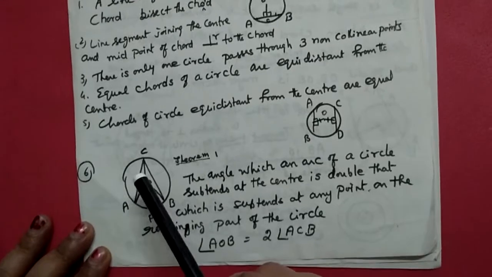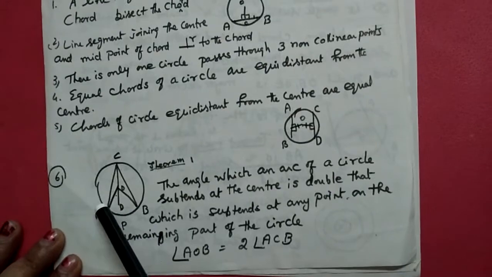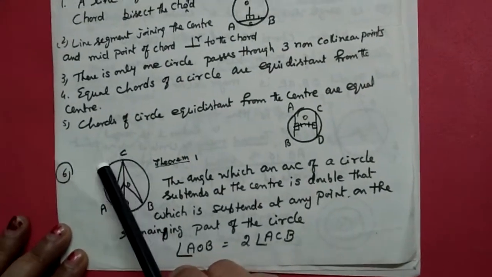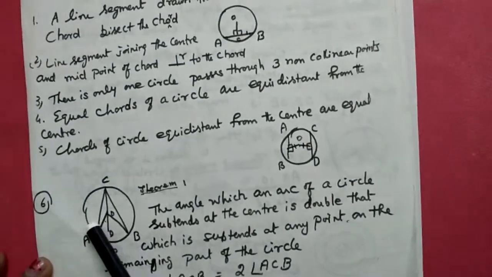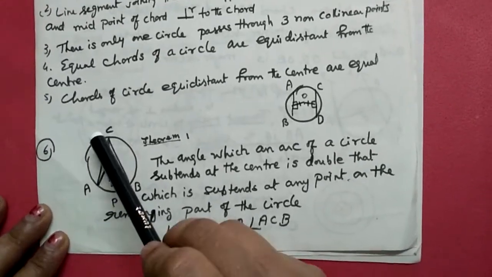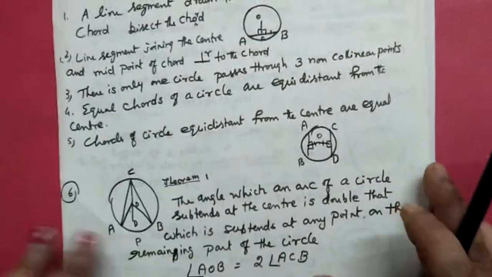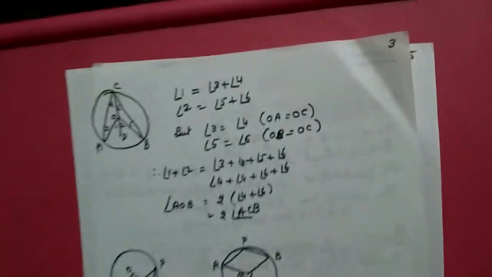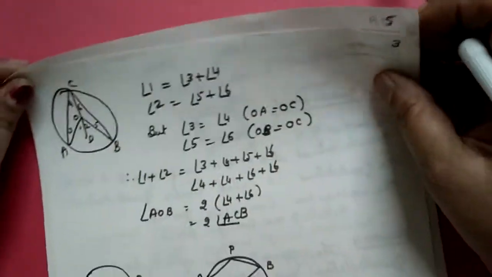Here angle AOB is the angle subtended by the arc at the center. ACB is the angle subtended by the same arc at any part of the circumference. So what you are going to prove: the angle subtended by the same arc at the center is double the angle subtended on the circle. AOB is equal to 2 times angle ACB. This is a very important theorem. Okay, now you take this one, the proof. The proof will not come in the examination, but you should know it.